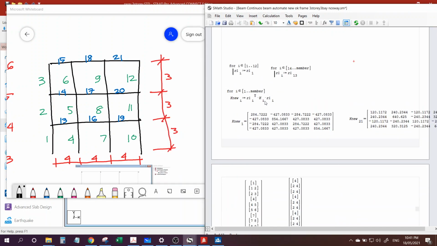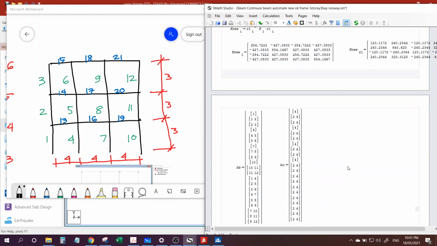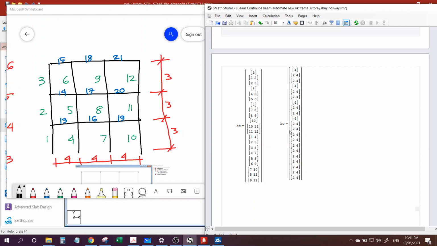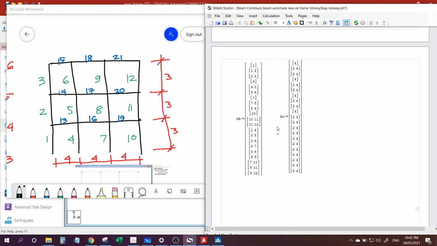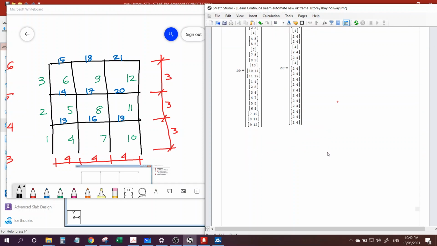And this code will get the global stiffness matrix. And finally, this is our BU and BB matrix. Therefore, in this code, the BU and BB matrix is automated, except on the red portion above. I need to check if the code generated correctly, and other than that, it's all automated.